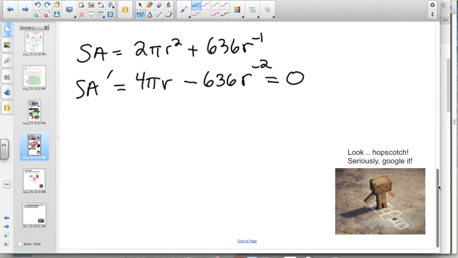So if we look at this and we rewrite this without the negative exponent, then it's easier to solve. So go ahead and solve that algebraically and tell me what you come up with for the radius.